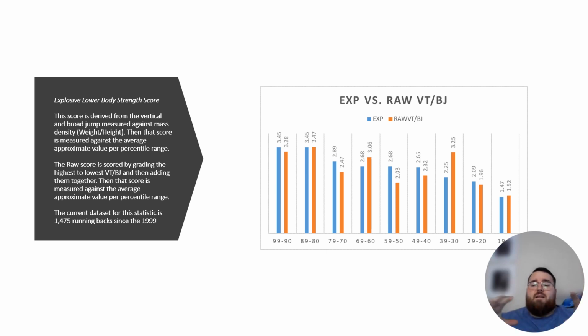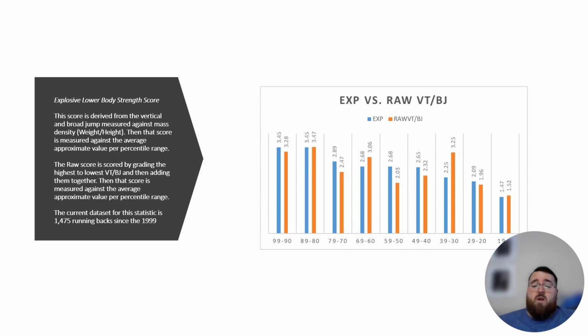So what I'm trying to say is essentially this. The raw numbers are good, but there is a stronger correlation. There's less static in the data when you look at the mass density adjusted production, or I should say score, versus the raw number.